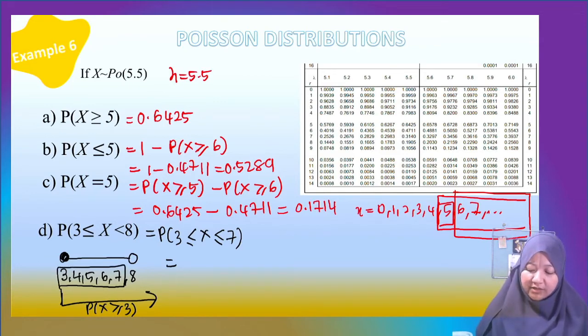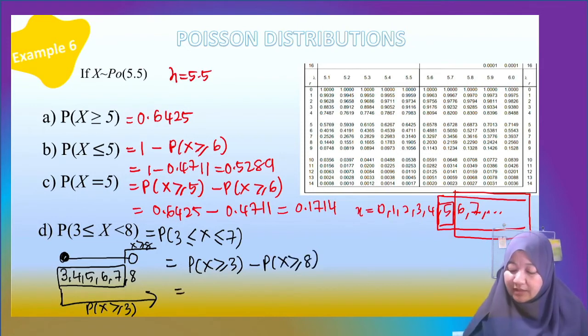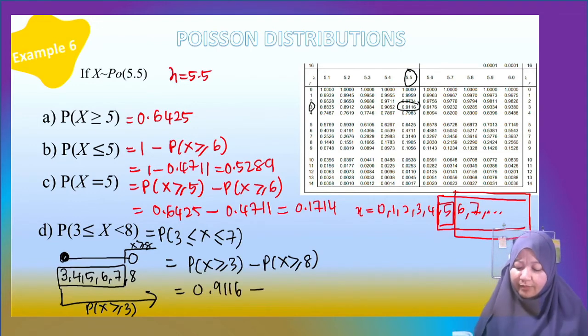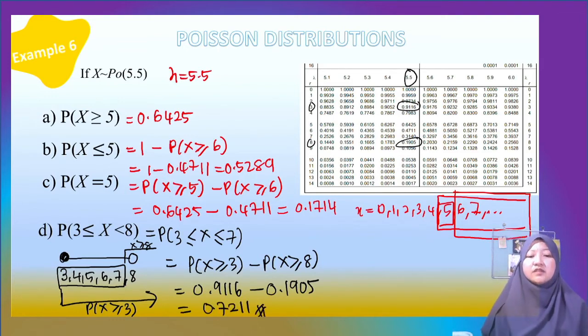Jadi kita perlu tolak kawasan ni. Kawasan ni adalah x greater than or equal to 8. So, probability x greater than or equal to 3 minus probability x greater than or equal to 8. So, please refer table. Lambda is 5.5. X is 3. So, 0.9116. X is 8. So 0.1905. Then we have the answer is 0.7211. Like this. Alright. So this one by using Poisson distribution table.